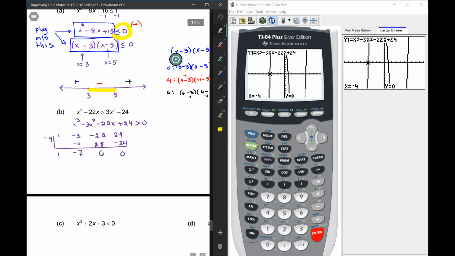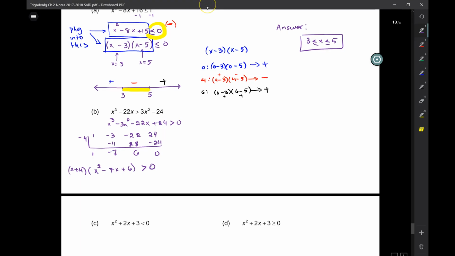All right, so what do I have here? X plus 4 times x squared minus 7x plus 6 is greater than 0, right? We're going to keep it. And then let's factor this. We're done with the calculator. So we get x plus 4, x minus 6, x minus 1, greater than 0. Okay?